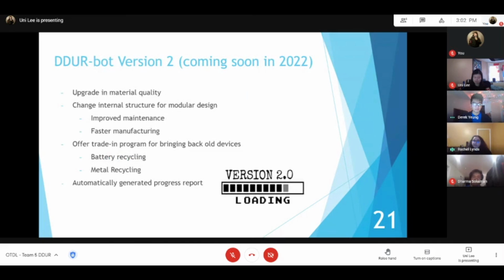Here we have modifications that could be included to improve our design. The first and foremost important modification that could be made is improving our material quality because it reduces our overall costs and gross weight. Other changes that could be made are modifications to the internal structure to increase modular design and offering training programs as a part of our marketing.